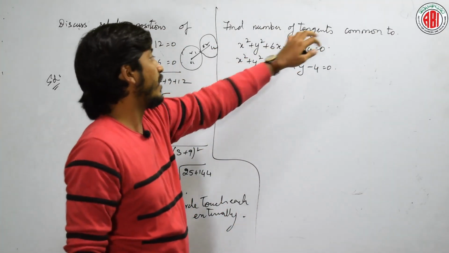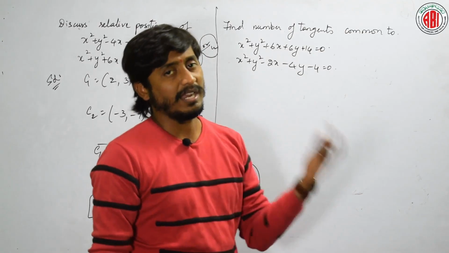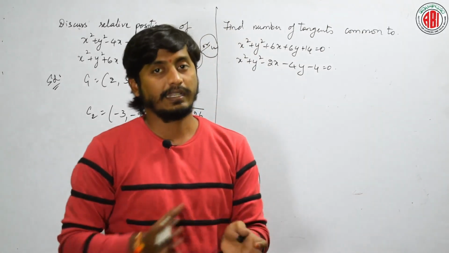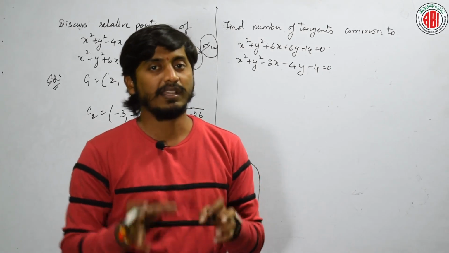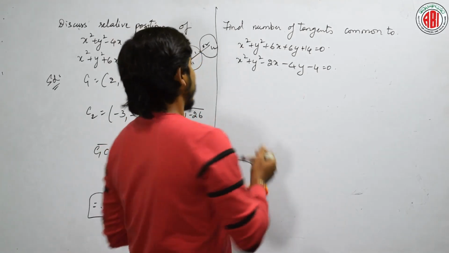Find the number of common tangents to these two circles. What is the thing we have to do? Again the same condition. We have to find C1, C2 and then R1 and R2. Then find the condition between them. Then we will decide how many tangents it can form.